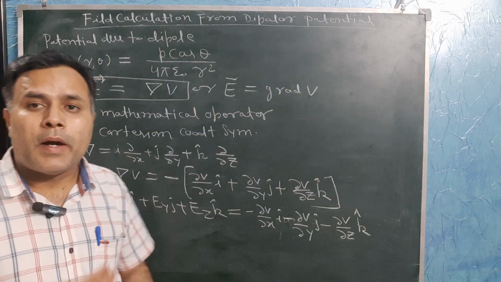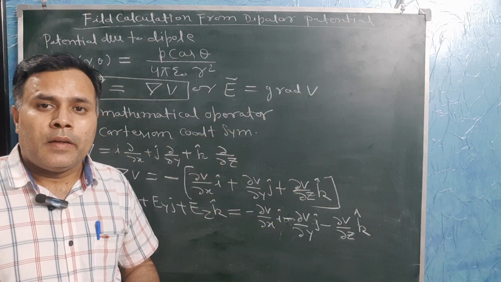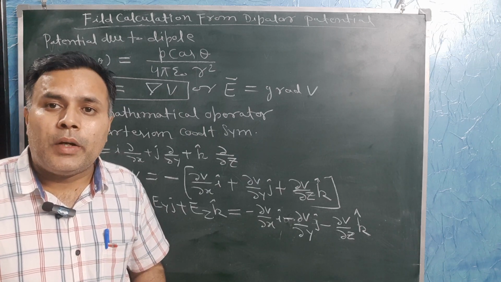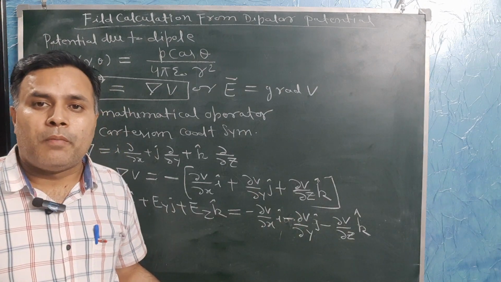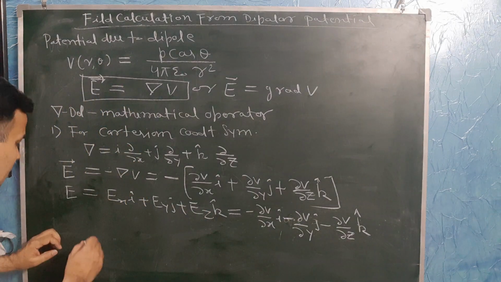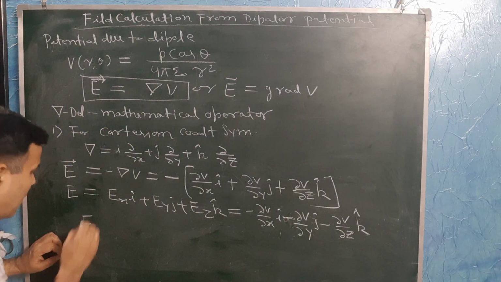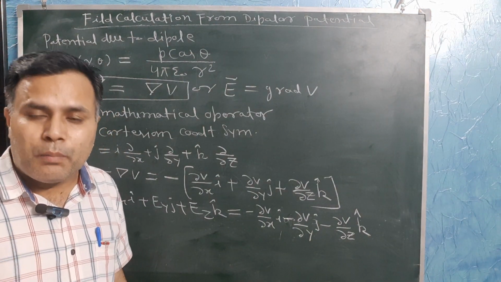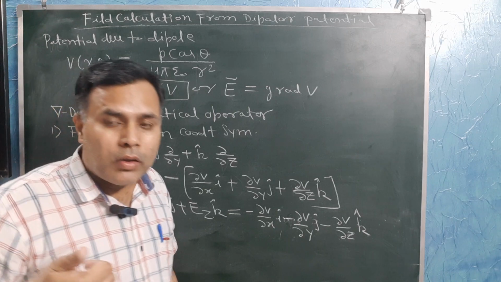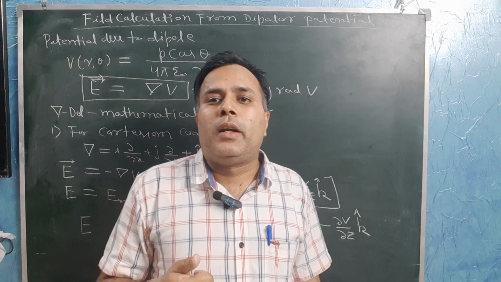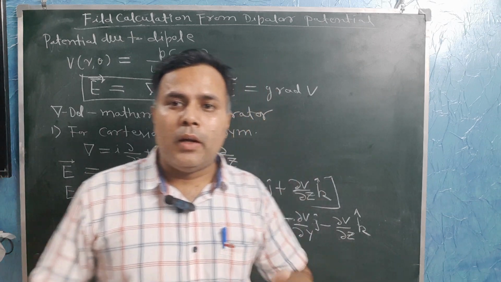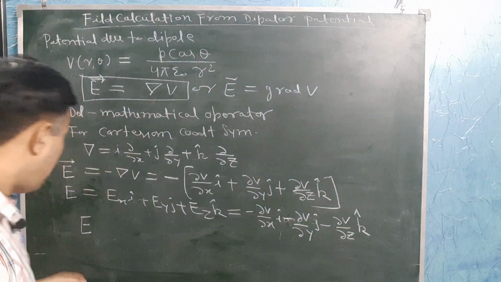It means if we have a profile of potential, with that profile we can find the field components in different coordinate systems. For example, in Cartesian coordinate system, we can evaluate the x component of electric field, the y component of electric field, and also the z component of electric field. So for a given potential profile, we can find the components of electric field.